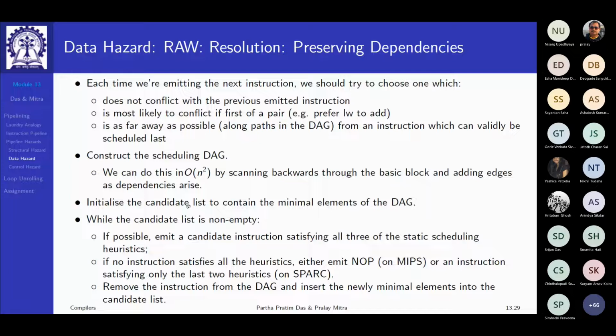So when the candidate list is not empty, if possible, emit a candidate instruction satisfying all 3 of the static scheduling heuristics. If no instruction satisfies all the heuristics, then either emit a NOP. Let's just keep to, let's not go into Spark again. So on MIPS, emit a NOP. Right? If these heuristics are not satisfied, then you'll have to stall and emit a NOP. And remove the instruction from the DAG and insert the newly minimal element into the candidate list. So this has been done. So you go to the next.